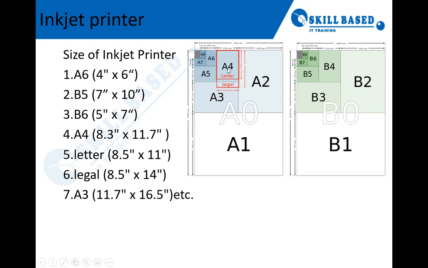Of course, as a standard, we have the A standard, B standard, and C standard. But in Malaysia, usually we use the A standard most. So half of the A standard will be A5. So A3 means 2 A4 become A3, and 2 A3 become A2. And 2 A2 become A1, and 2 A1 become A0.